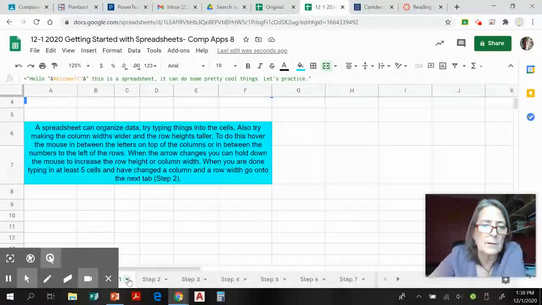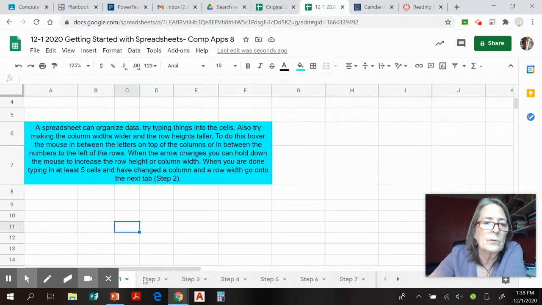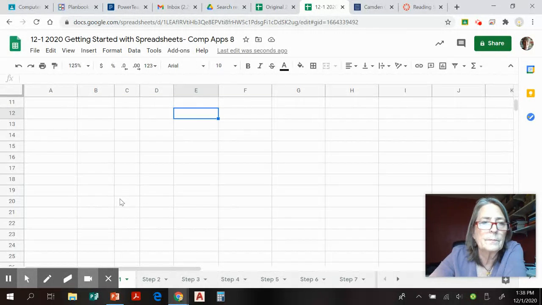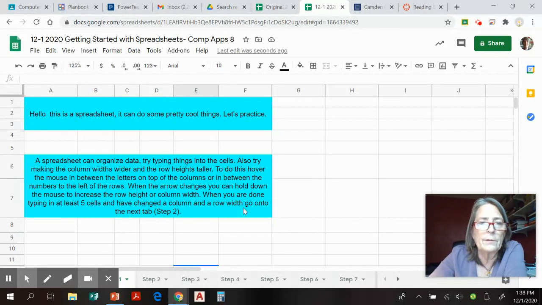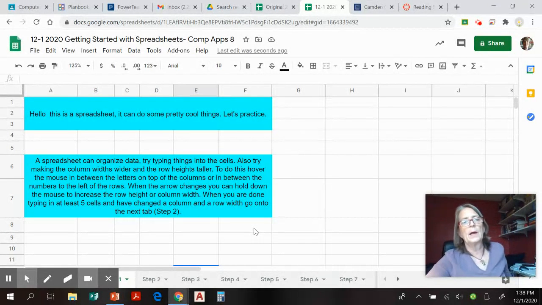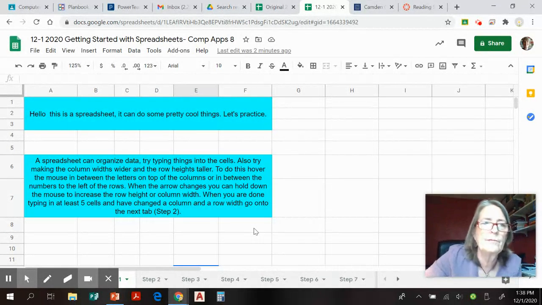Okay, so I'm trying to get back to this other tab here. All right. So on the first tab, I don't have to go through that. It told you to type in your name and your email address, and my name and email address is already in there for you. Okay, so make sure that you went to File and made a copy.